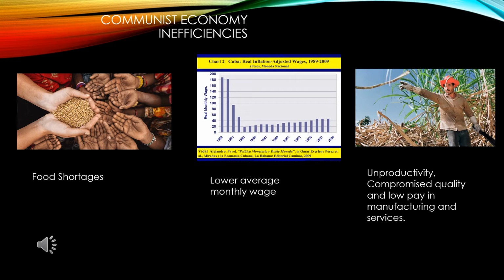Average monthly wages are very low, as seen in this diagram, which shows that the wage rates have been lowering over the years. It has also resulted in unproductivity and compromised quality in manufacturing and services.